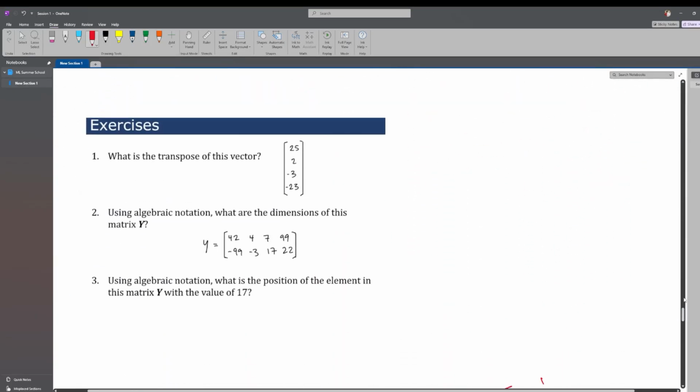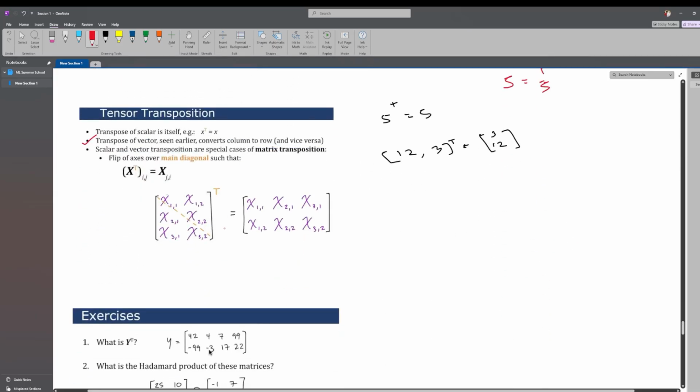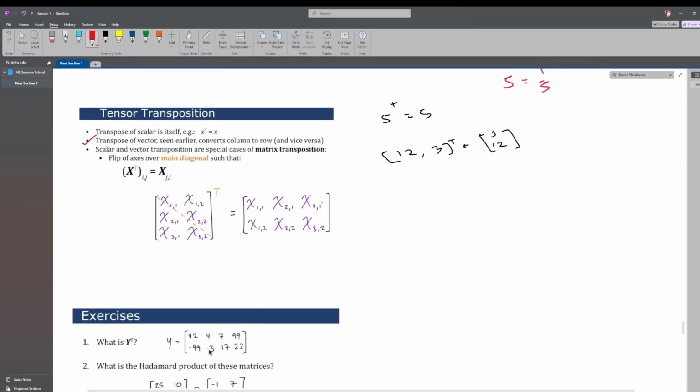Now what is that? In general, the real transposition actually happens in the matrix.